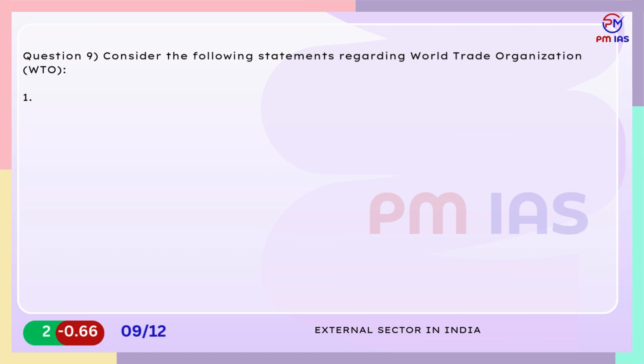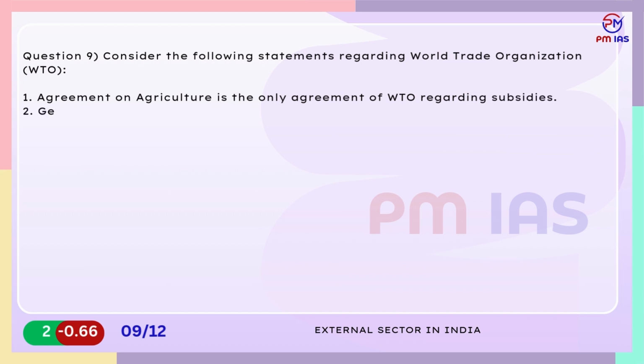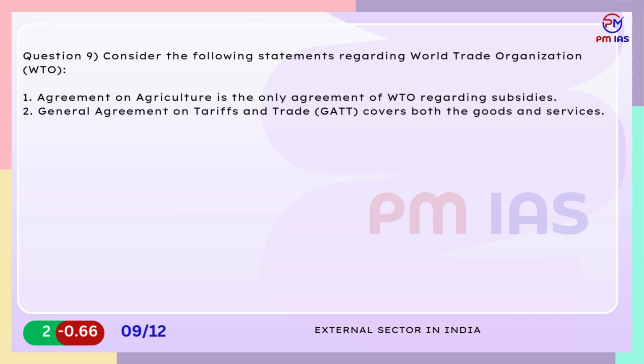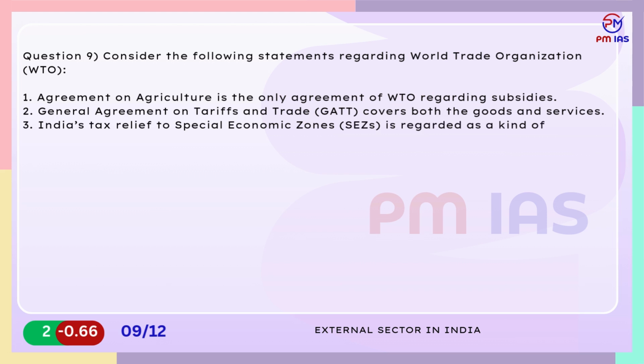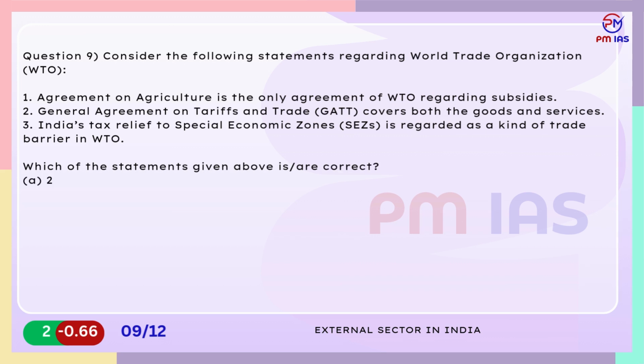1. Agreement on Agriculture is the only agreement of WTO regarding subsidies. 2. General Agreement on Tariffs and Trade, GATT, covers both the goods and services. 3. India's tax relief to Special Economic Zones, SEZs, is regarded as a kind of trade barrier in WTO. Which of the statements given above are correct? A. 2 and 3 only. B. 3 only. C. 1 and 3 only. D. 1, 2, and 3.